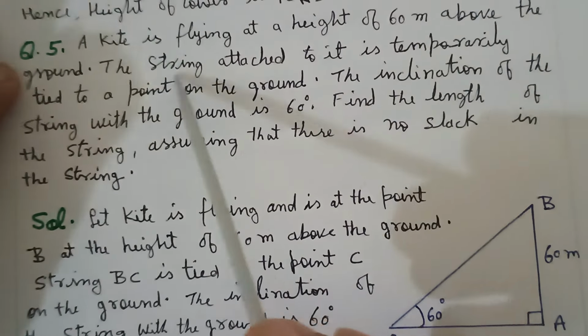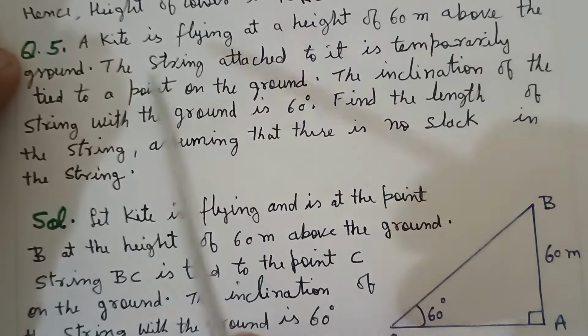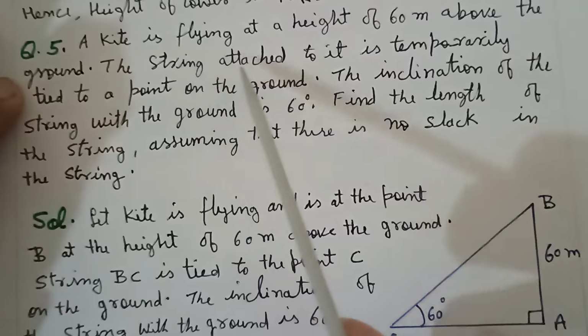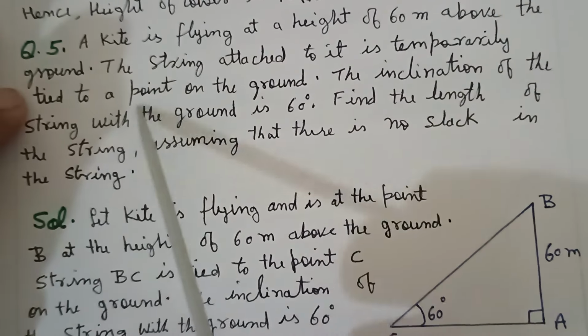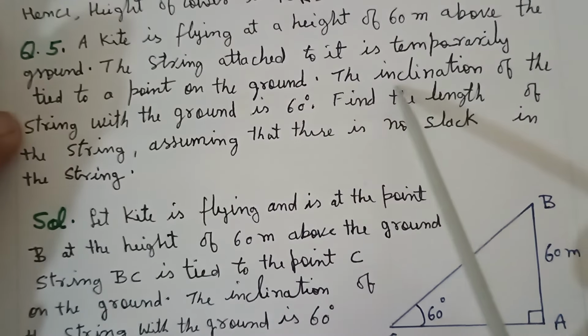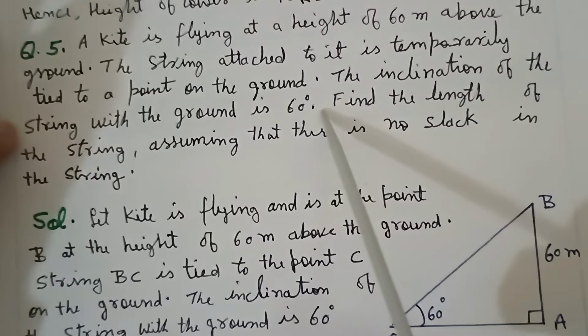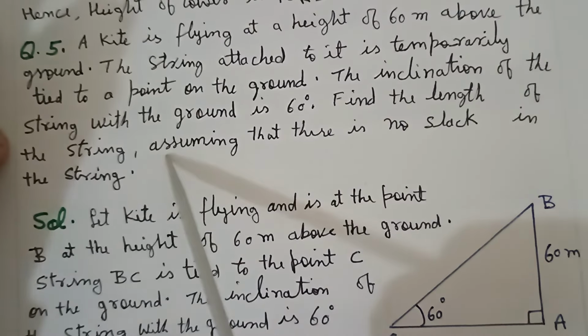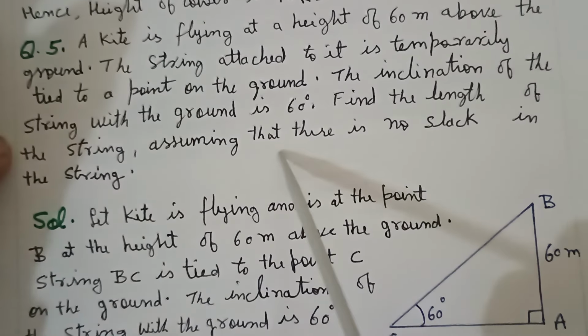Now we will do the next question. A kite is flying at a height of 60 meter above the ground. The string attached to it is temporarily tied to a point on the ground. The inclination of the string with the ground is 60 degree. Find the length of the string assuming that there is no slack in the string.